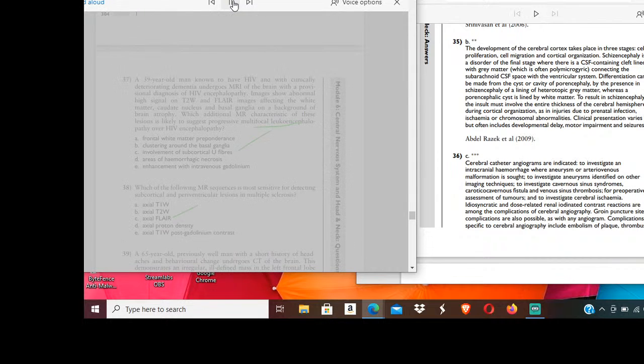37. A 39-year-old man known to have HIV, and with clinically deteriorating dementia, undergoes MRI of the brain with a provisional diagnosis of HIV encephalopathy. Images show abnormal high signal on T2W and FLAIR images affecting the white matter, caudate nucleus and basal ganglia on a background of brain atrophy. Which additional MR characteristic of these lesions is likely to suggest progressive multifocal leukoencephalopathy over HIV encephalopathy?